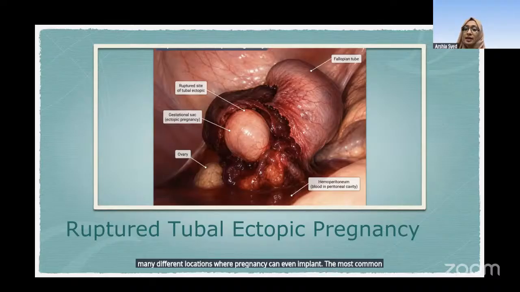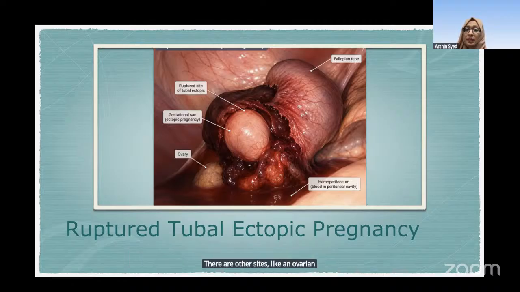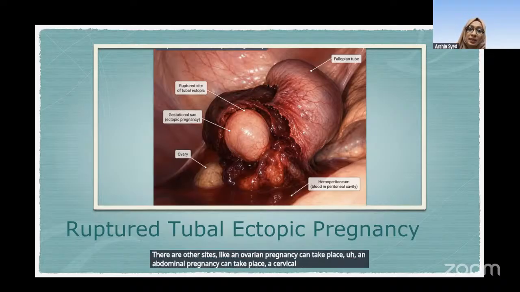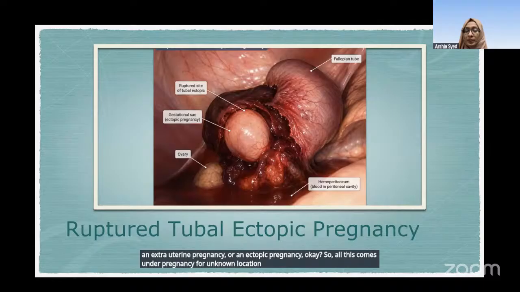The most common site is a tubal ectopic. There are other sites, like an ovarian pregnancy can take place, an abdominal pregnancy can take place, a cervical pregnancy can take place. Okay, these are all very rare cases. There's something called heterotopic pregnancy, where you can have an intrauterine pregnancy as well as an extrauterine pregnancy or an ectopic pregnancy. Okay, so all this comes under pregnancy of unknown location or ectopic pregnancy.